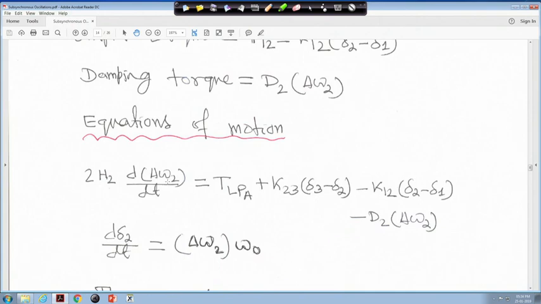Okay, so we are back again. Next is equations of motion, and this is the last part of this course. Next is the equation of motion for section 2.